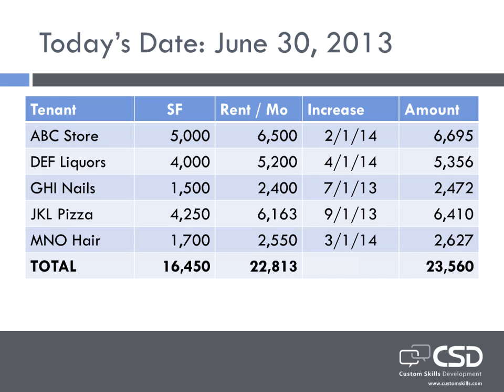Here's a rent roll for a retail center. This applies to an office building too. Let's assume today is June 30th of 2013. It's really pretty simple. 5 tenants, 5 rents. Monthly rent is $22,813. Multiply it by 12 to get an annual rental income of just a hair under $274,000. Right? Wrong.